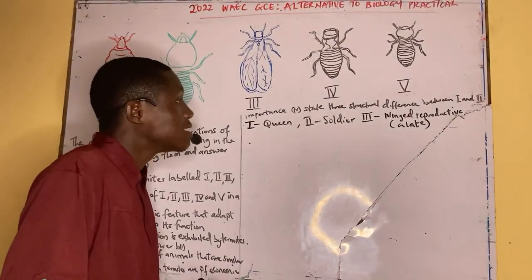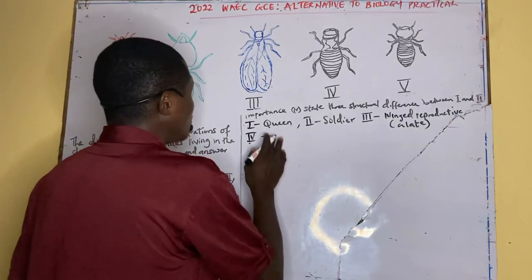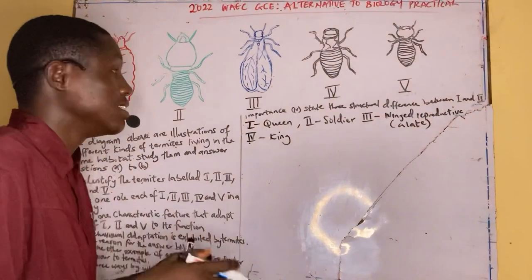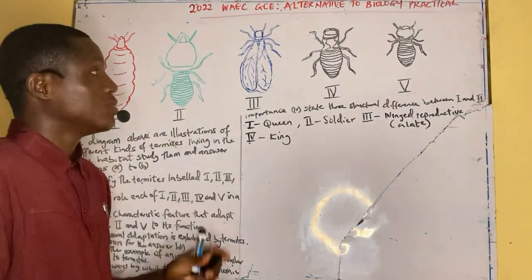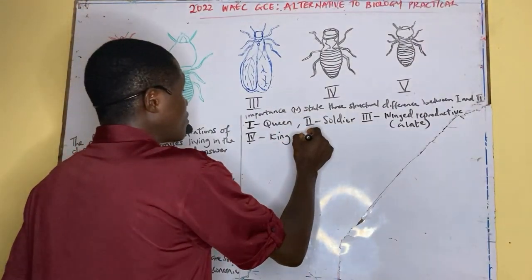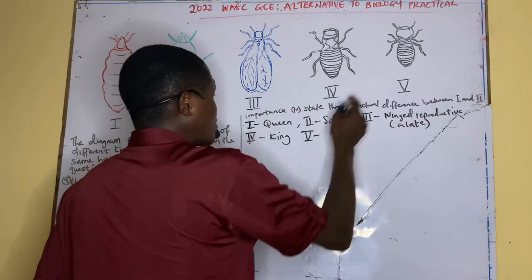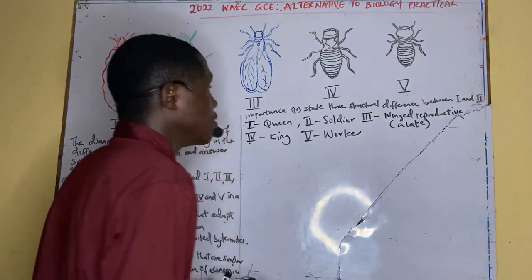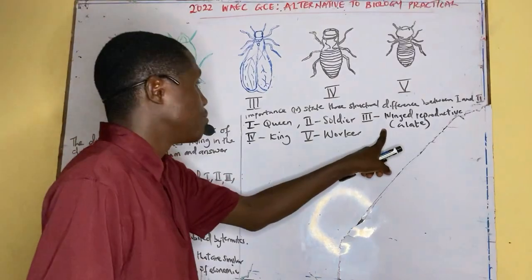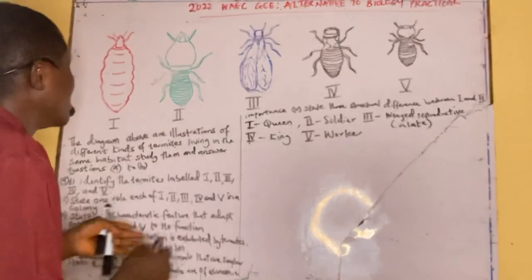Roman figure 4 is known as the king. This is actually not commonly seen around; it is usually inside the nest, like the queen. The last one, Roman figure 5, is referred to as the worker. Very small, but its work is very mighty. So the first one is the queen, then the soldier, the winged reproductive known as the alate, the king and the worker. These are the names of the different kinds of termites that we are given.